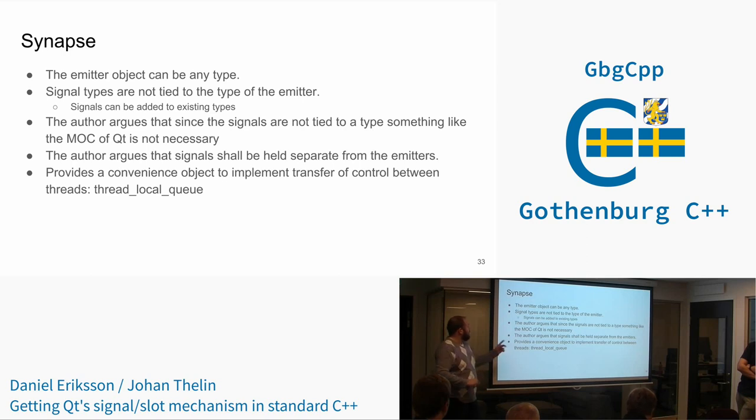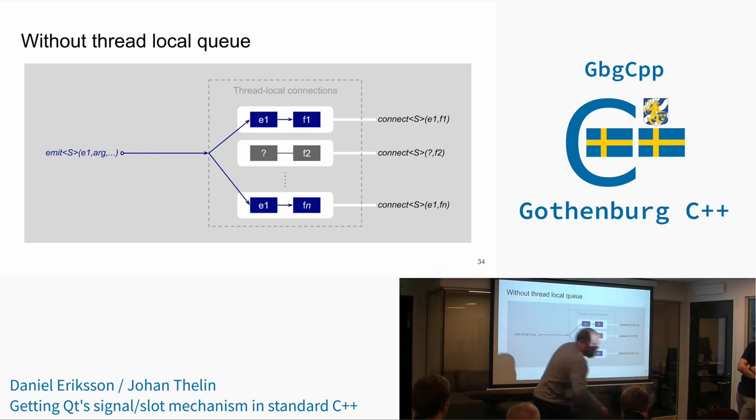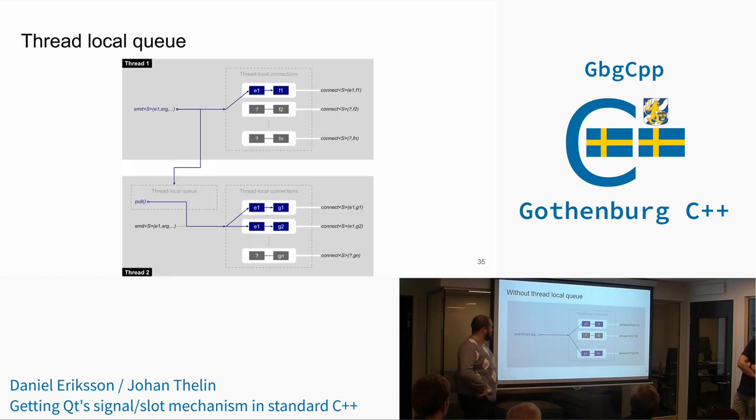Yeah, and it does provide a convenience object for handling this transfer of control between threads, which is called a thread local queue. And this is also a little bit magic. Usually, if you use a different thread to connect, it will still run, I guess, in the context of the emitting thread. So you call all the operations, so the threads are really not aware that it's in another context.